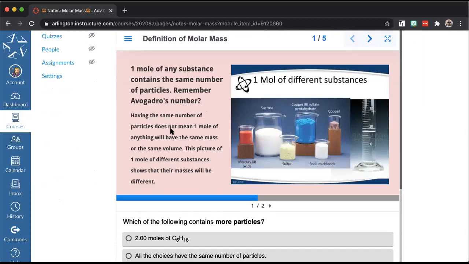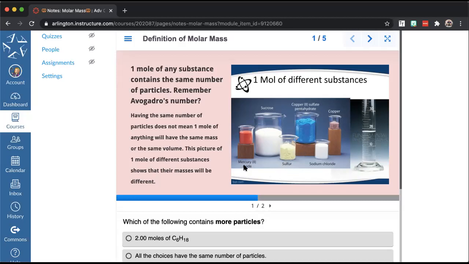But having the same number of particles does not mean that 1 mole of anything will have the same mass or even the same volume. We're not going to deal with volume in this unit, but when we do a couple units from now, we're going to start talking about gases. And so when we get to gases, we also add in volumes for gases. Okay. So this picture over here, all of these substances, this is all 1 mole of these substances.